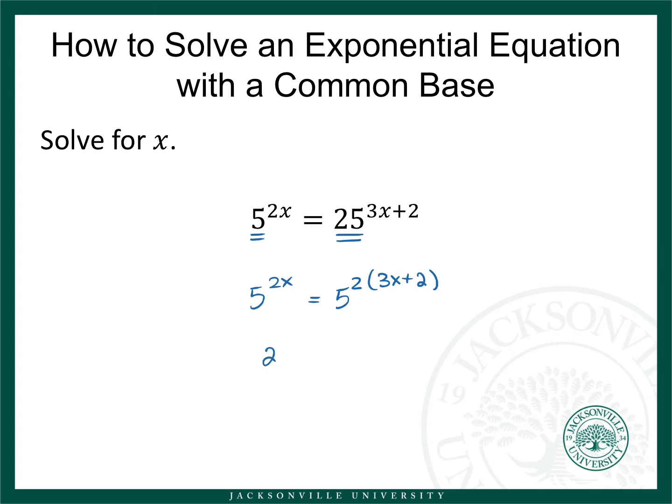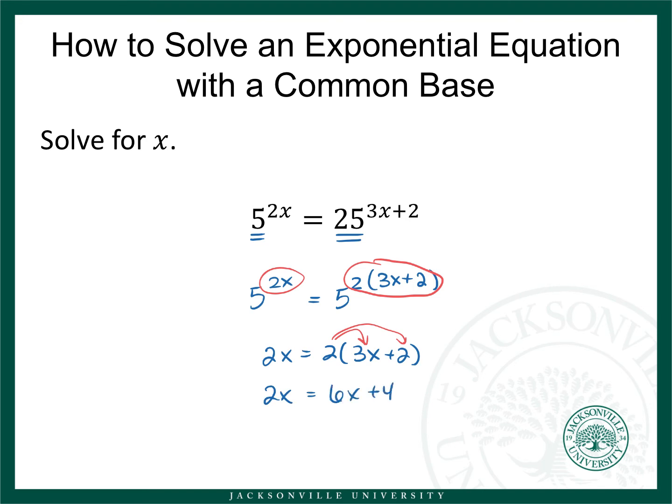So using that one-to-one property, I can set those exponents equal to each other. So 2x is equal to 2 times 3x plus 2. Let's distribute this 2 to the 3x term and the 2 there. And so on the right-hand side, I've got 6x plus 4.